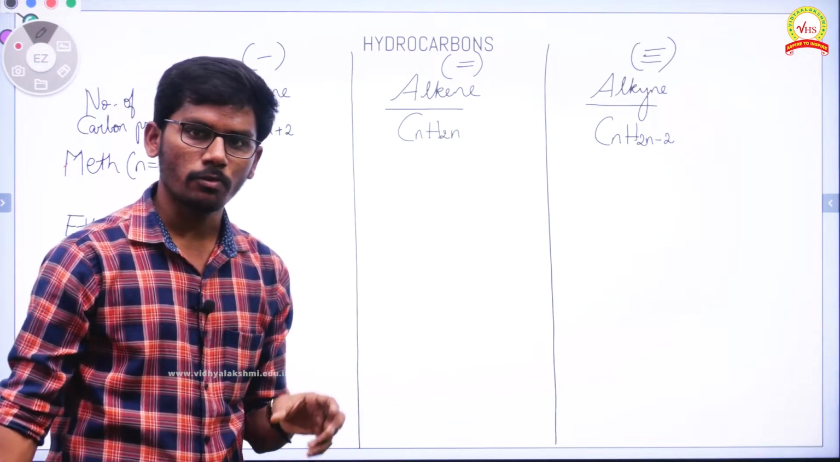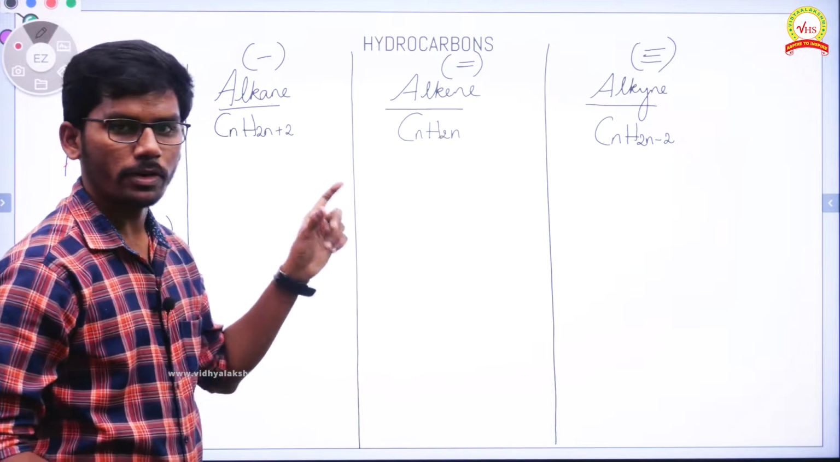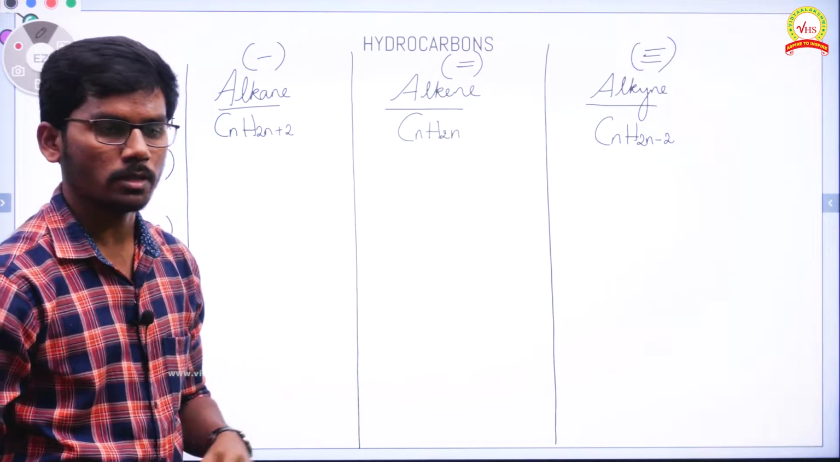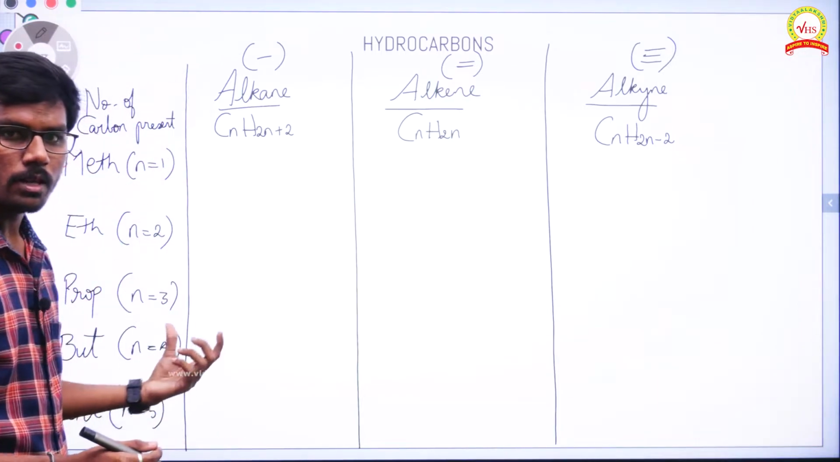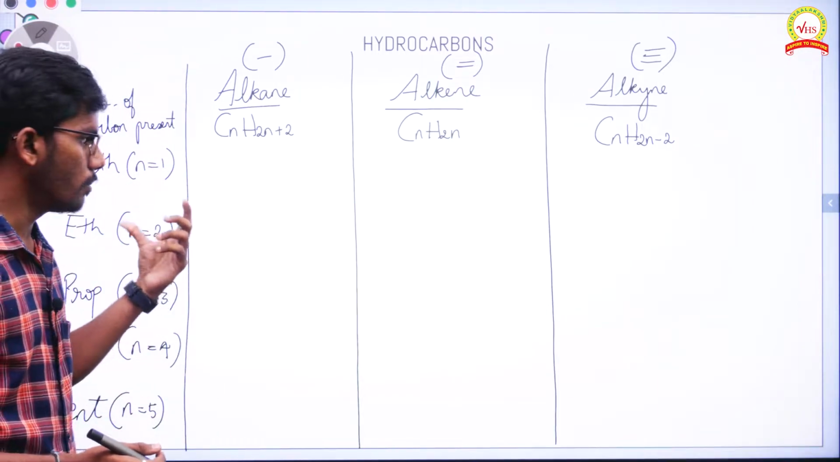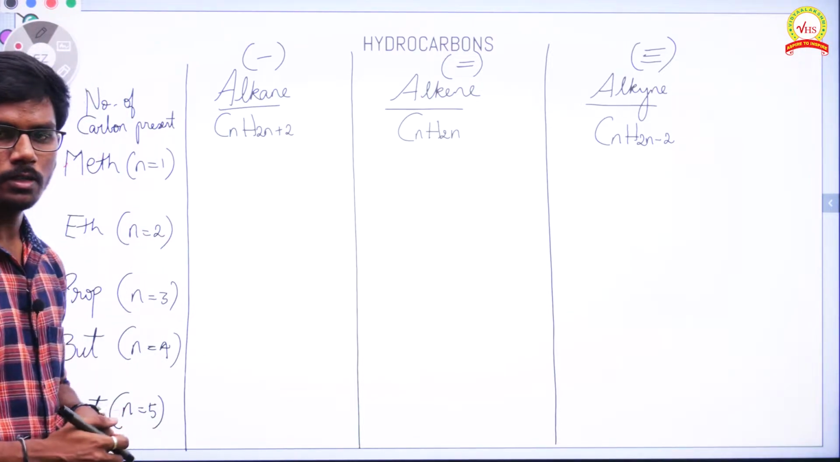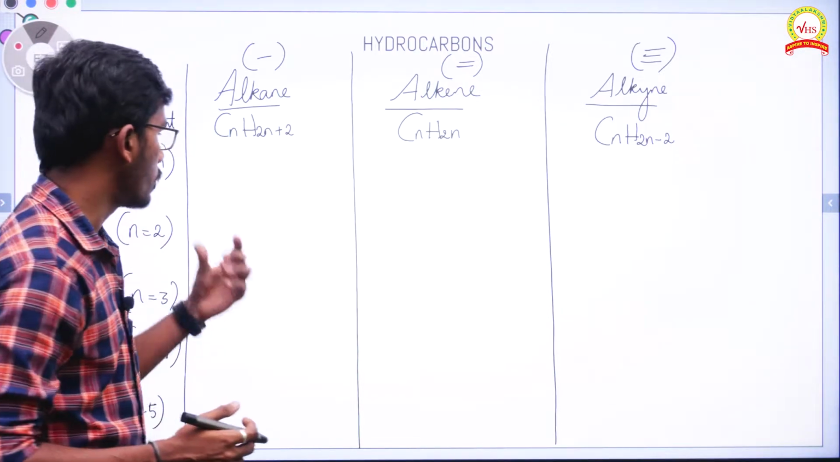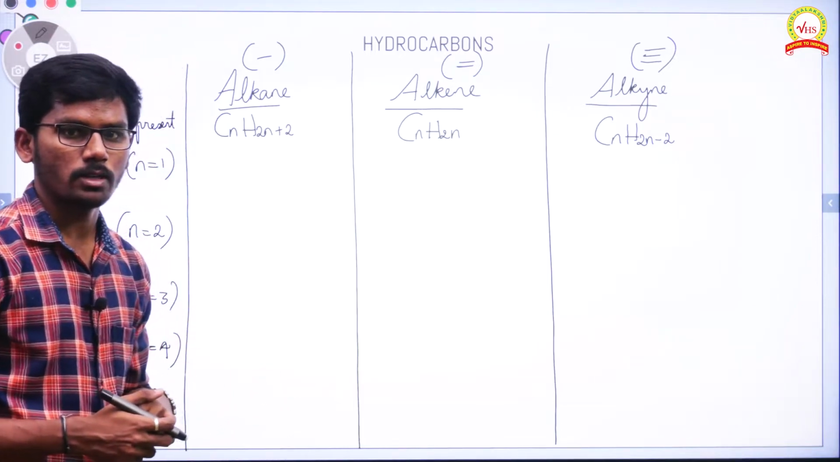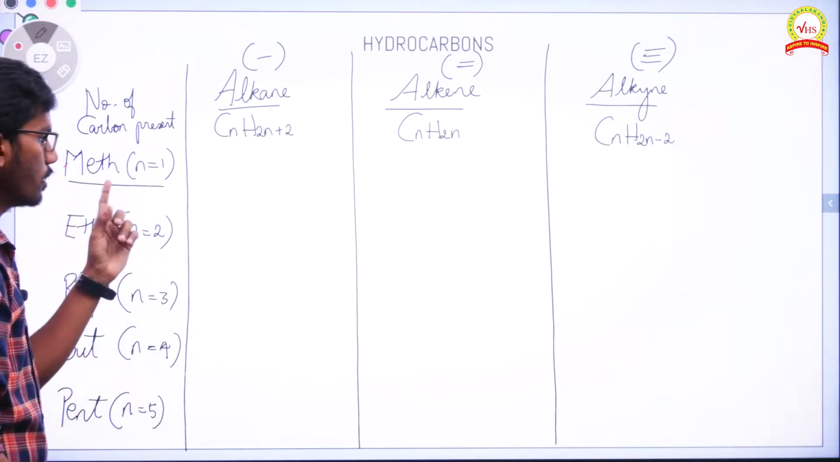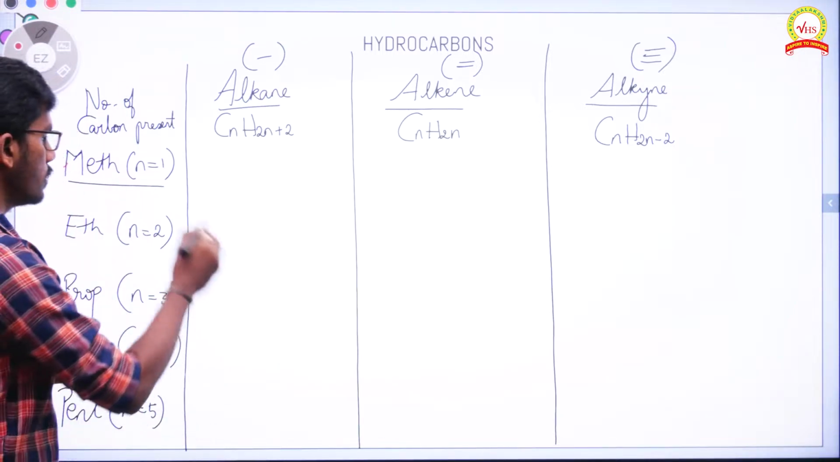So, in the beginning, you have to be very clear with the formula for each series: alkane, alkene and alkyne. And the most important thing is you have to remember the prefix words for the number of carbon atoms present in each compound. Okay. So, let us start with the first, N is equal to 1, that is 1 carbon present in a compound. So, for this alkane series, we are going to take 1 carbon atom, N value is 1.